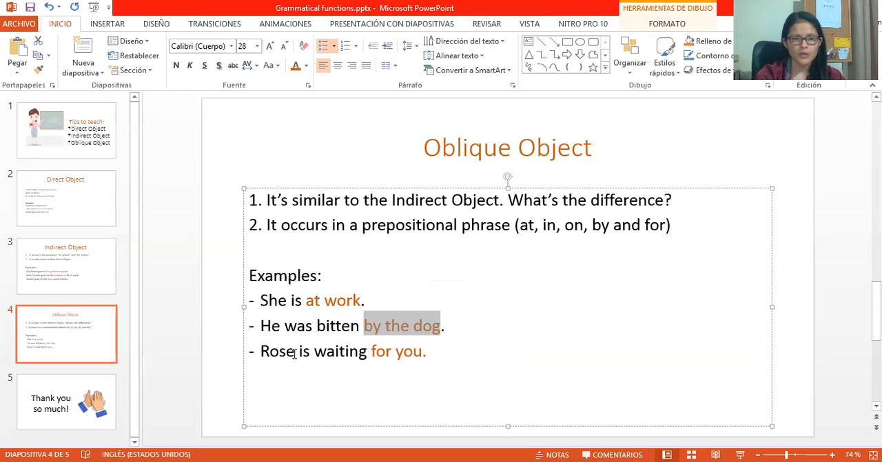And finally, we have the sentence: Rose is waiting for you. What's the subject? Rose. What's the verb? Is waiting. And what's the prepositional phrase? For. So for you will be the oblique object. What do you think about these tips? I think these tips are easy to teach to our students.